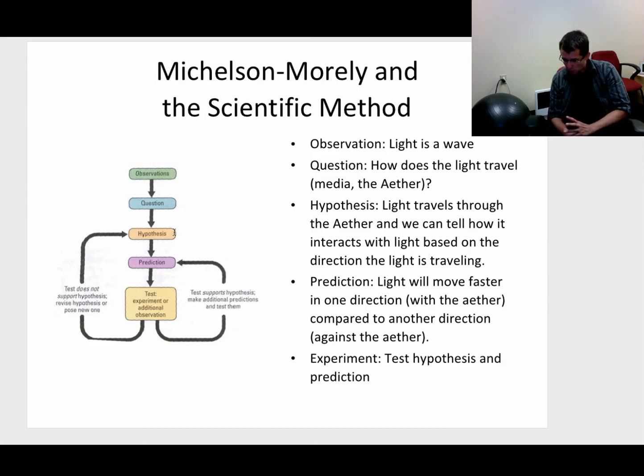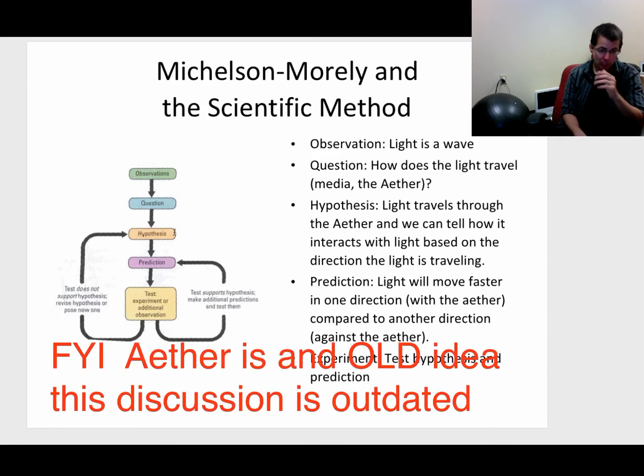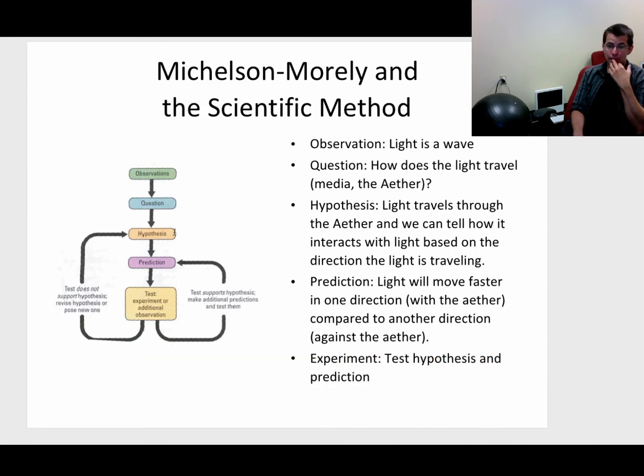So the Michelson-Morley experiment attempts to get at this hypothesis that light travels through something. Light travels through this fictitious thing that we call the ether. So the hypothesis that the Michelson-Morley experiment gets at is that light travels through the ether, and we can tell how it interacts with the ether based upon which direction the light is traveling. What do we mean by this?